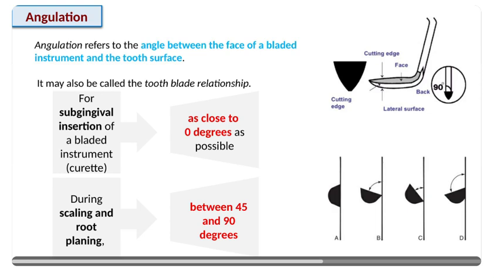Angulation is crucial in dental procedures. For subgingival insertion, aim for an angle close to 0 degrees. During scaling and root planing, maintain an angle between 45 and 90 degrees. This ensures effective cleaning while minimizing tissue trauma. Proper angulation enhances precision and patient comfort.